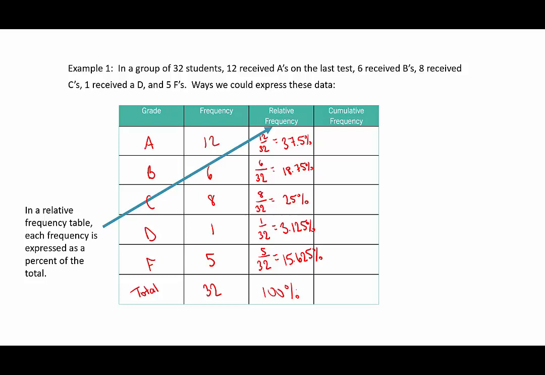Otherwise, something went terribly, terribly wrong with my math. If we had to round here, we didn't have to round, I used exact values, but if we rounded, we might come up a little short. We might get 99.9% or 100.1%. That's okay. As long as it's close enough, that's fine.